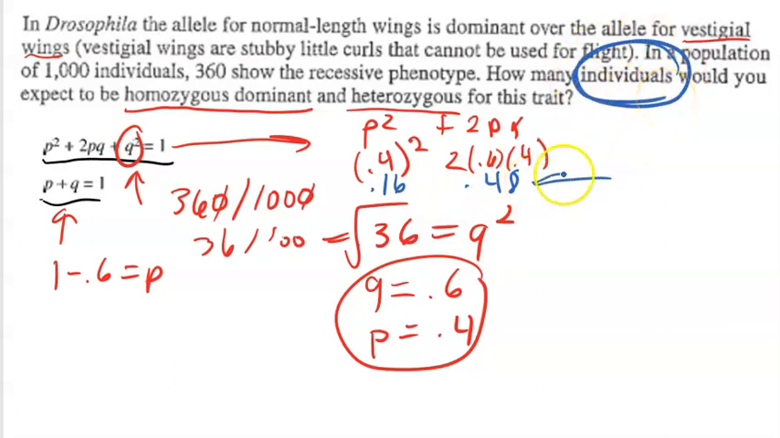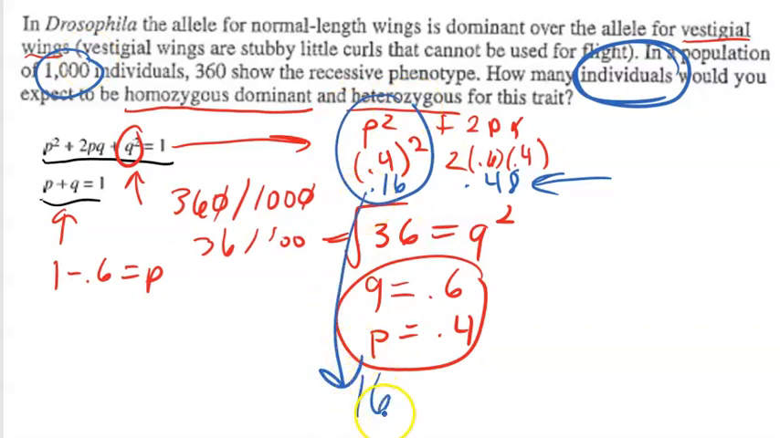So you have to take these frequencies and multiply them times the entire population, which, if you recall, is 1,000 individuals. So in the case of P squared, 0.16 times 1,000 is going to give you 160 individuals in that category. 0.48 over here for the heterozygotes times 1,000 is going to give you 480 of those individuals. And so that's the answer to that problem.